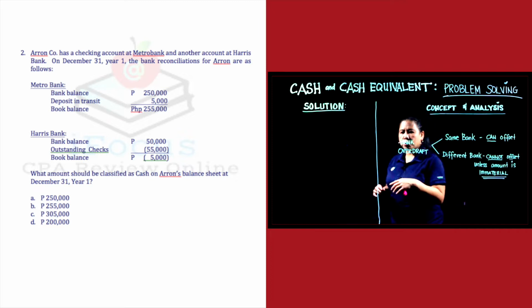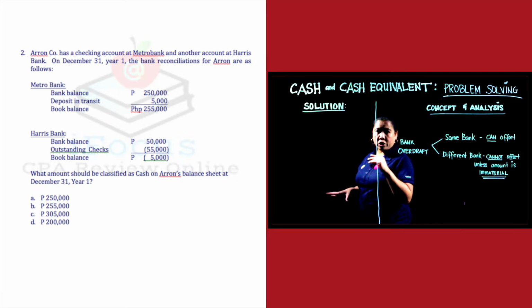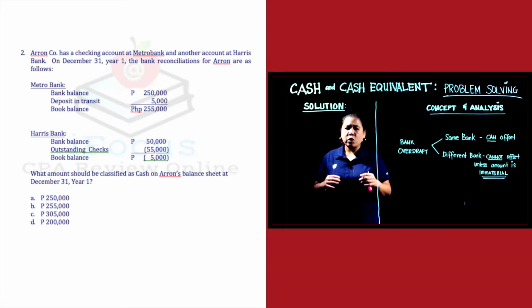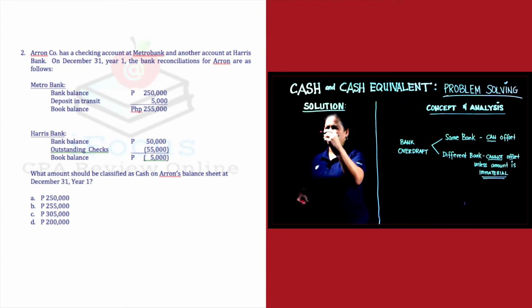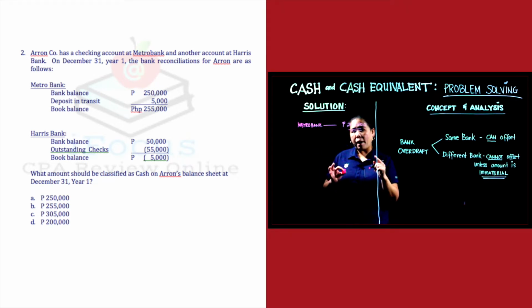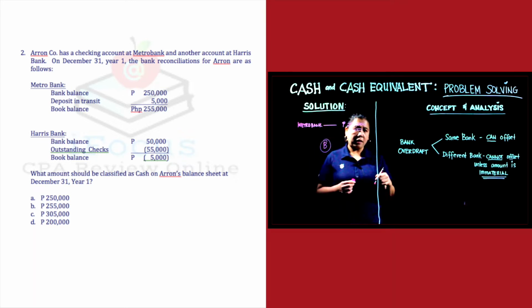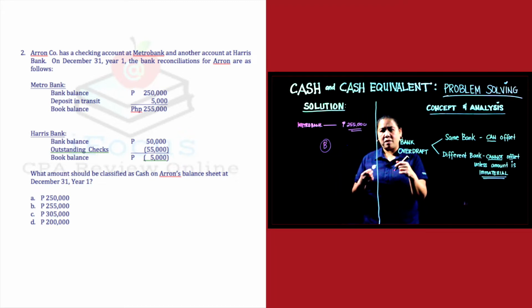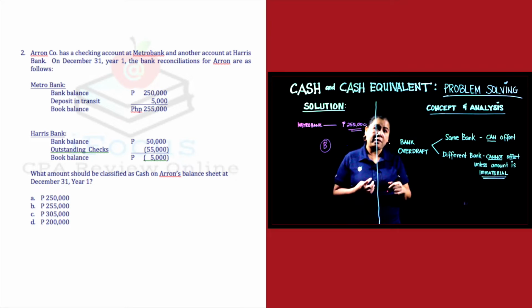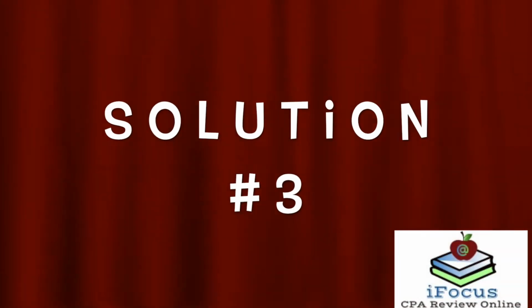So, on this problem, Metro Bank and Harris Banks are different bank. So, ang answer natin dito ay 255,000. So, yung kay Metro Bank. So, yung kay Metro Bank lang ang pwede natin i-classify as a cash. So, our answer is letter B. So, saan natin i-classify yung 5,000 na balance natin sa Harris Bank? That is classified as a current liability. Alright?